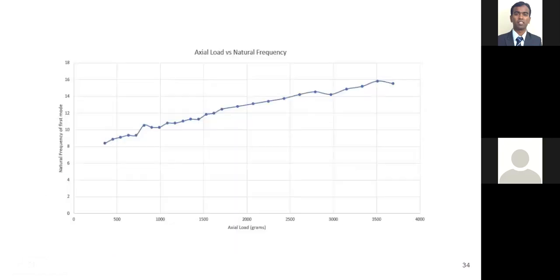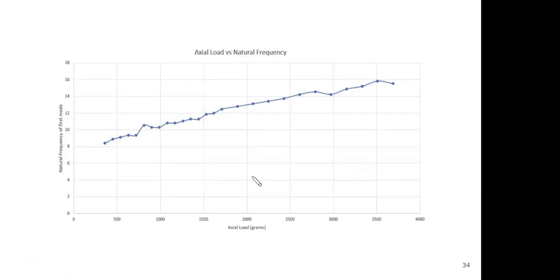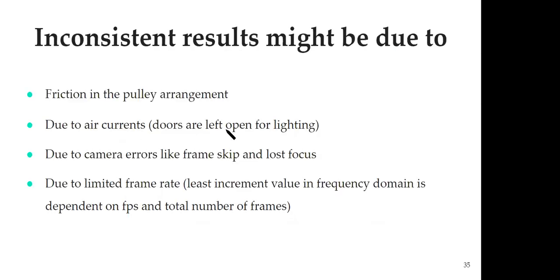Also, this is the graph I have plotted for all the axial loads versus natural frequency. Now, inconsistent results might be due to friction in the pulley arrangement and due to air currents, as doors were left open because much more lighting is necessary for recording at high frames per second. And due to camera errors like frame skips and lost focus as well.